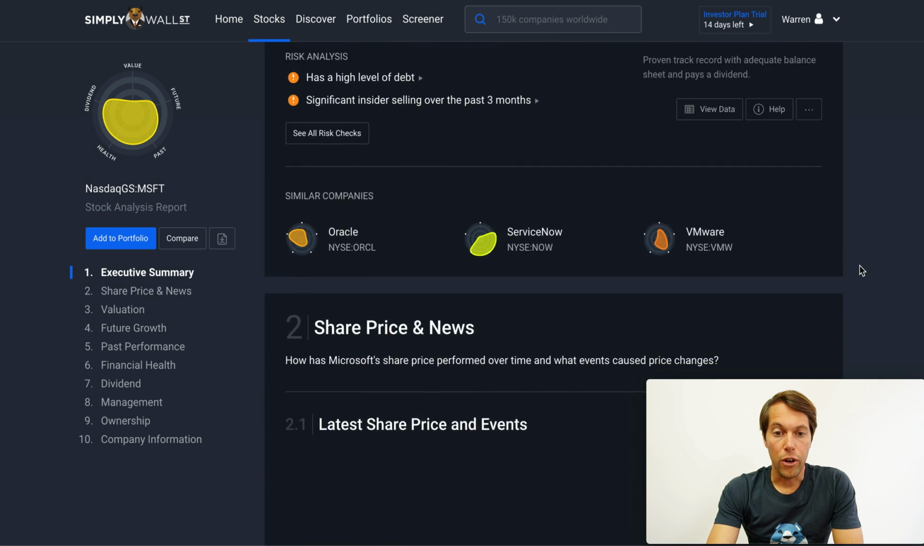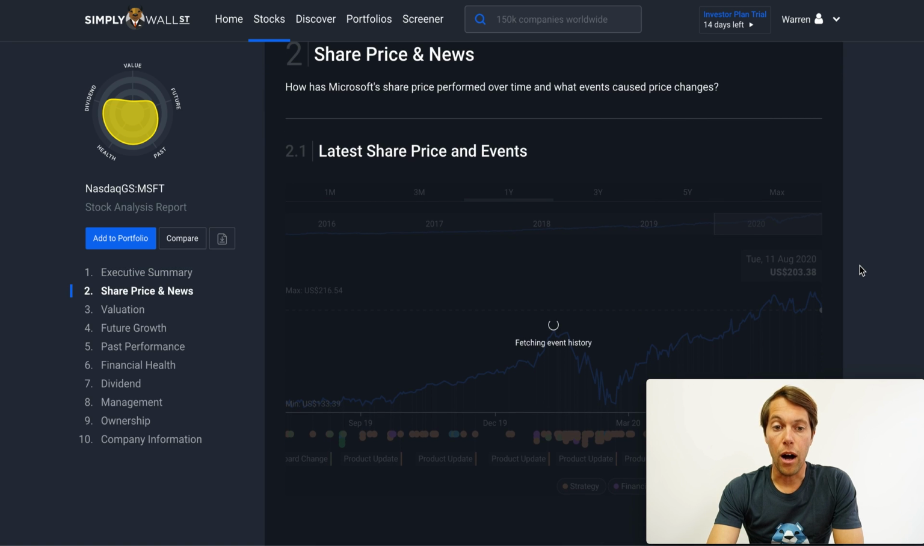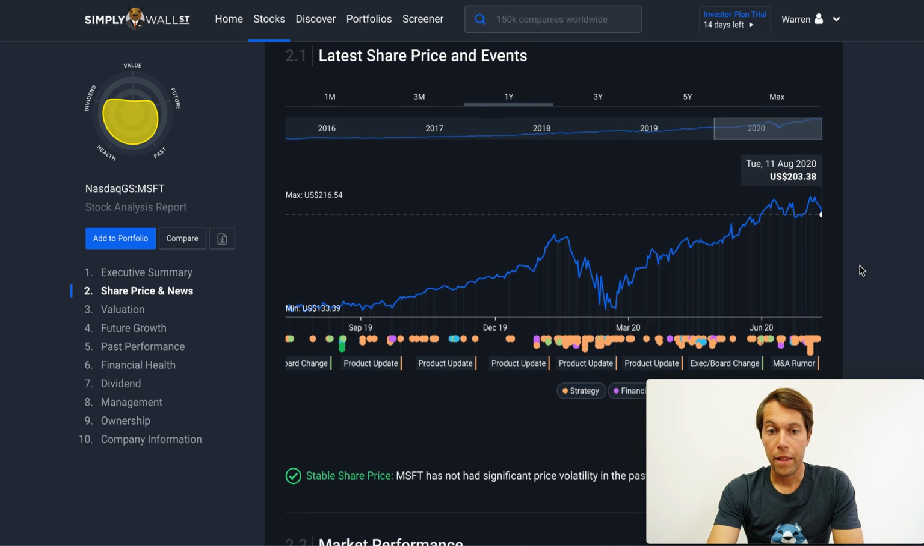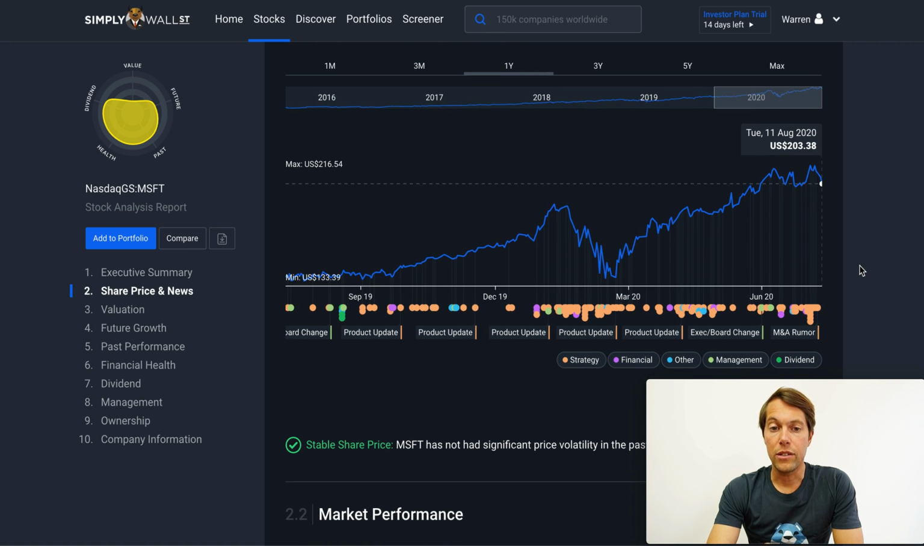Okay, let's move on to the first section. This is actually not part of the snowflake, but it's the share price, so it's something that we want to consider. The way we look at share price is in context to the company and the events that have been going on with that company. A company like Microsoft has a lot of events going on, as you can see here.